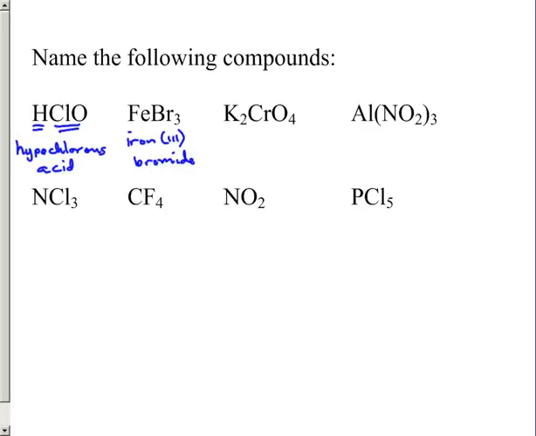K2CrO4, that's the potassium ion along with the chromate ion. The compound's name is potassium chromate.